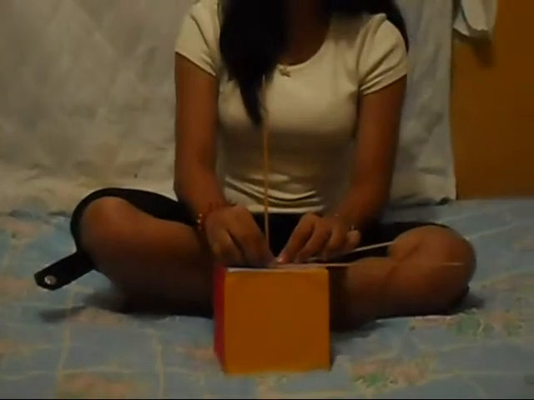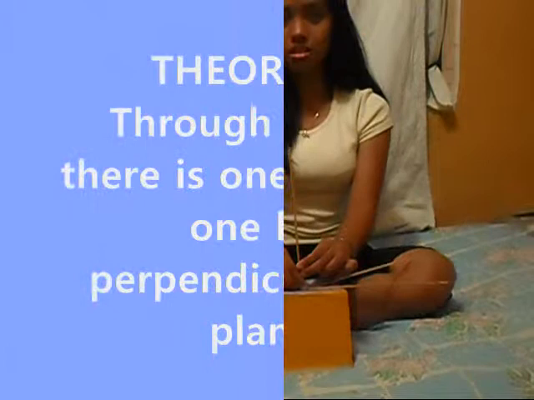As far as I remember, if each of two lines is perpendicular to a third line at the same point, then the plane of these two lines is also perpendicular to this third line.